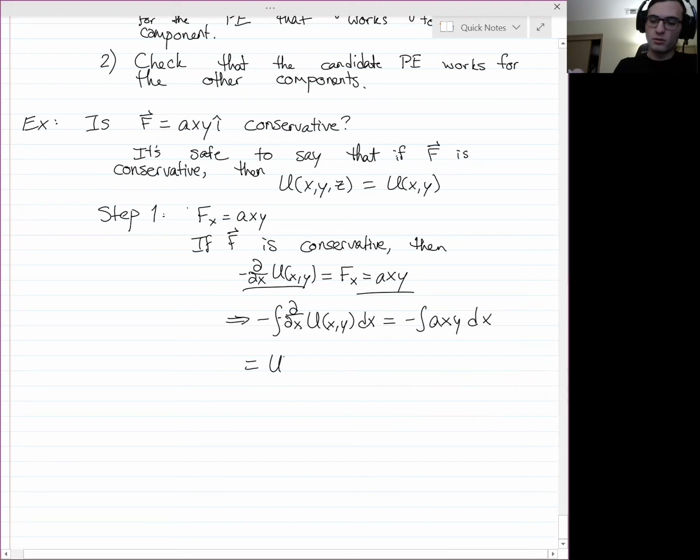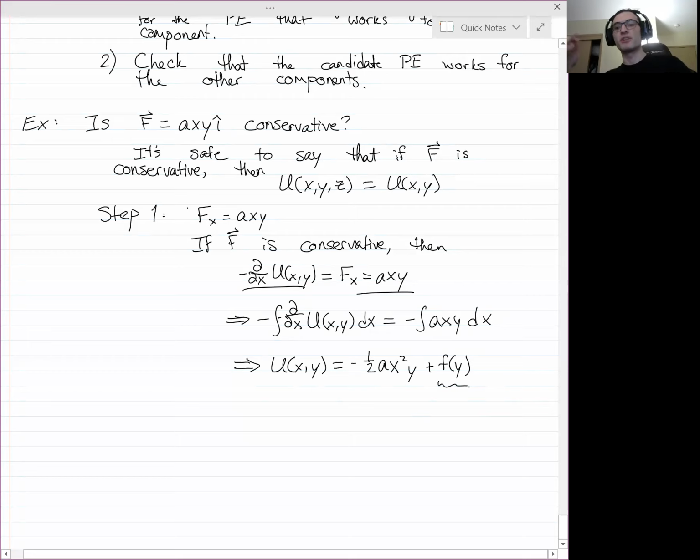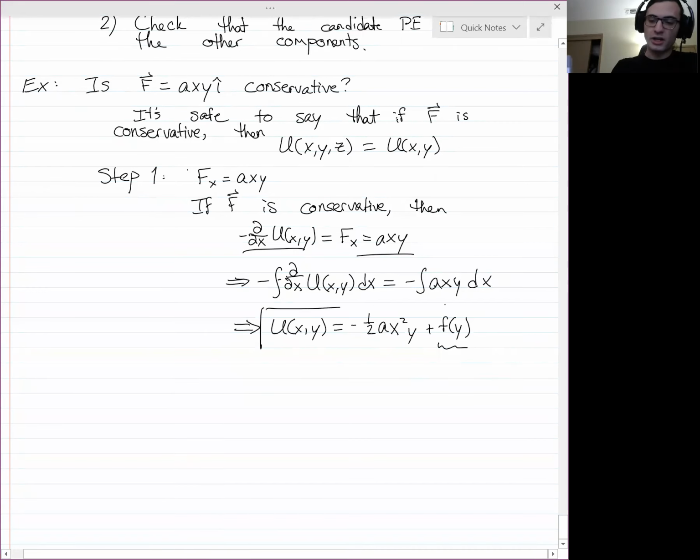This implies that we have U of X and Y has to equal, well, what's the integral of AXY with respect to X? It's minus 1/2 AX squared Y plus some function of Y. So all I'm doing is adding a constant, but that constant can be a function of a variable that we're holding constant for the sake of this integral. But importantly, it's constant with respect to X, i.e. if you change X, that function doesn't change. So here's our candidate potential energy function.